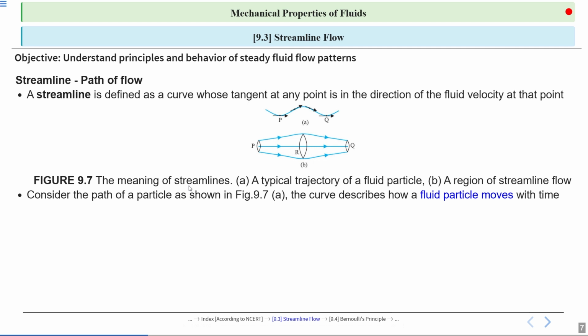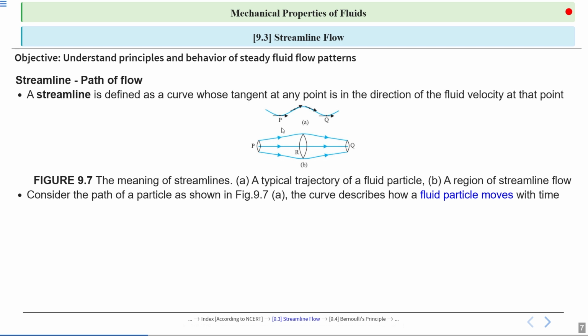So now let's focus on the path of a single particle as shown in figure 9.7a. Alright. So this curve, this one A1, tells us exactly how a fluid particle moves over time. By following this path, we can predict where the particle will be at any moment, which is crucial for understanding and analyzing fluid flow in real life situations.